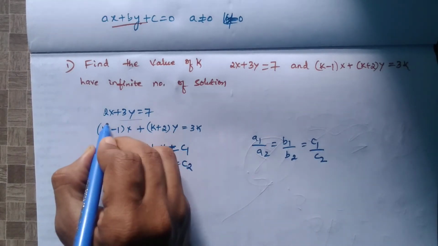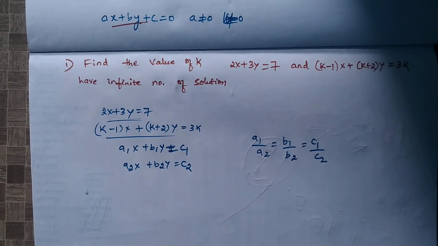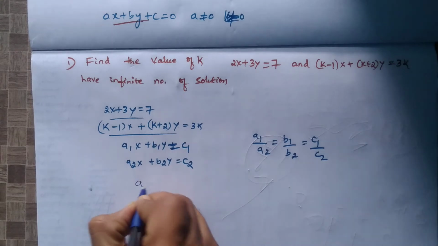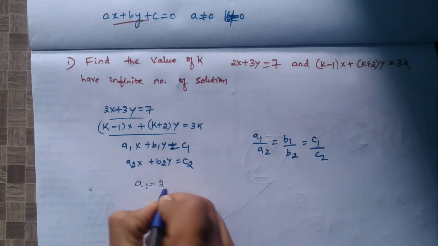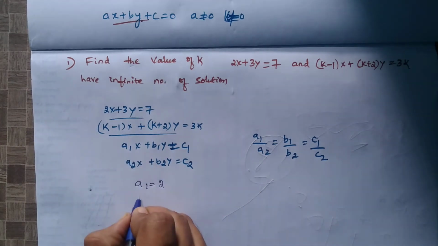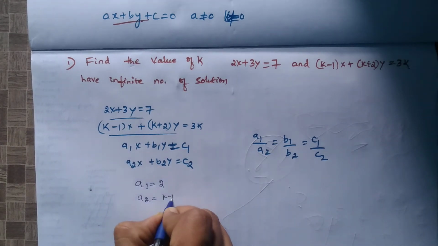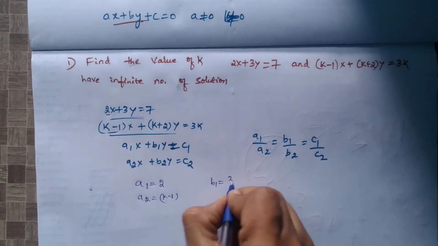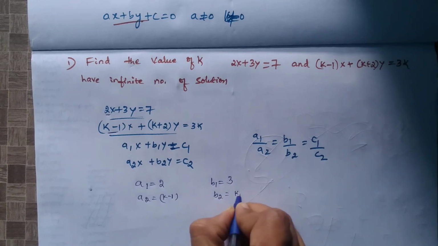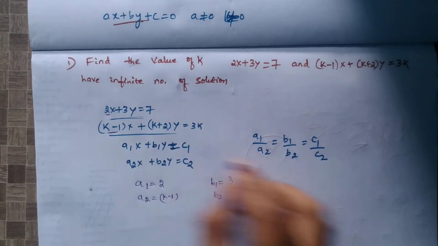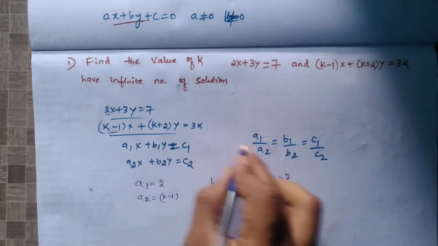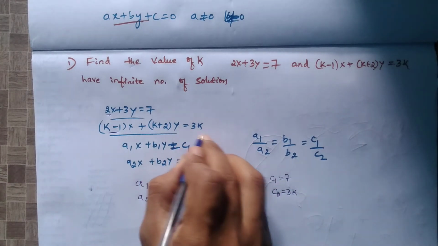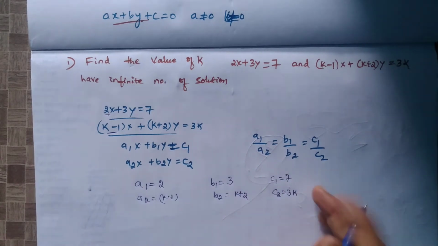Here in these equations, the value of a1 is 2 and the value of a2 is k - 1. The value of b1 is 3, the value of b2 is k + 2, the value of c1 is 7, and the value of c2 is 3k. I write these in the equation in order to find the solution.